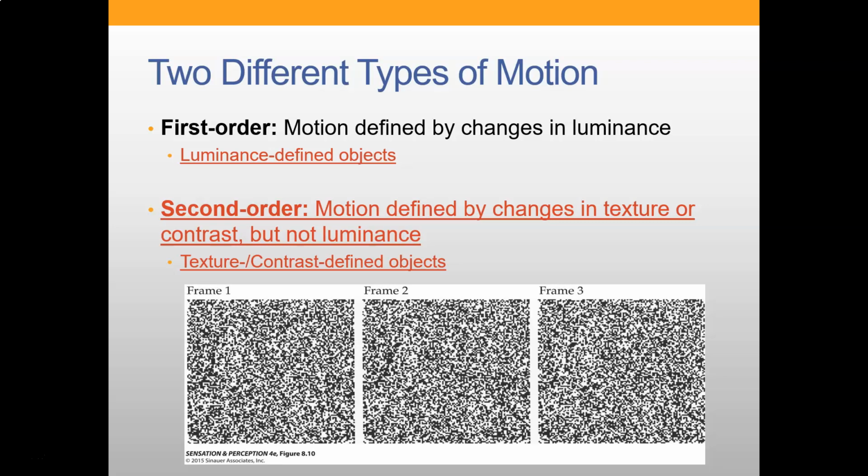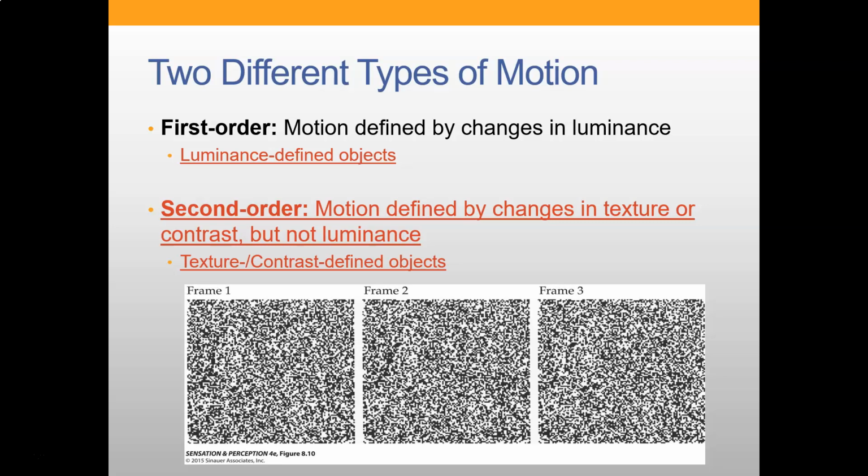Very cool. Now, there are two major different types of motion. Most of the motion that we've been talking about so far is what is considered first-order motion. So we're looking at changes in positions of what we would call luminance-defined objects. We're looking at objects, they change position, and we notice changes in position because of those changes in luminance.